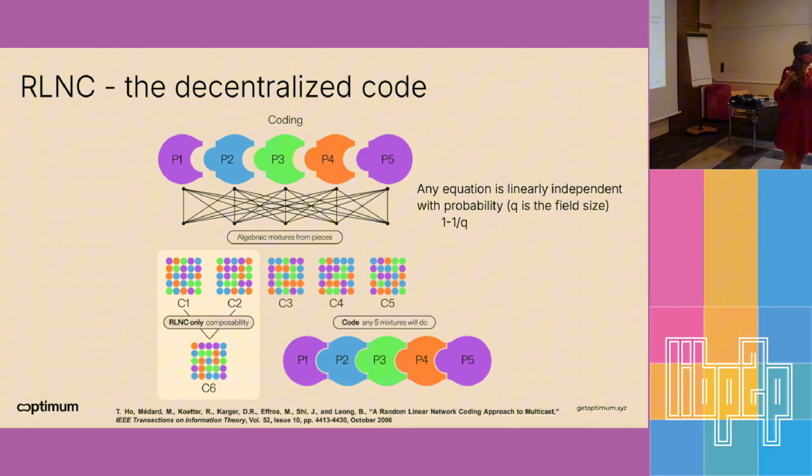If my field is 2 to the 8, it's 1 over 2 to the 8, 1 over 2 to the 16, things are fine. So equations here in this M are going to be linearly independent with probability that's roughly 1 over 1 minus Q. You can make this a little bit tighter, but who cares, right? So that's roughly what it gives.